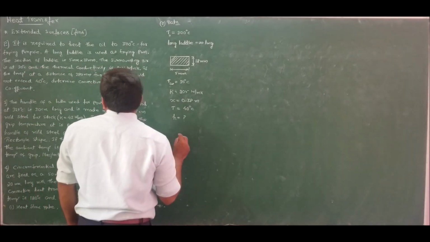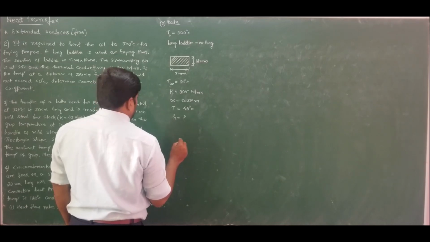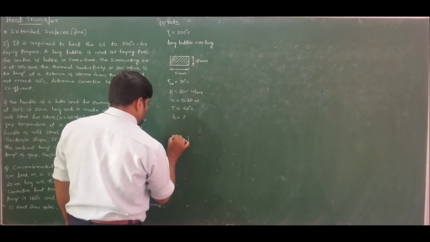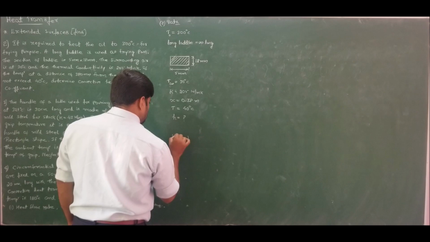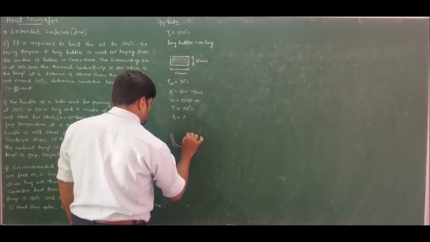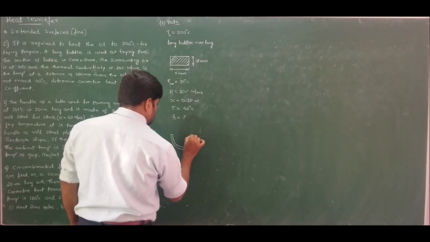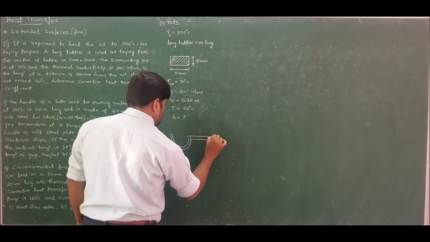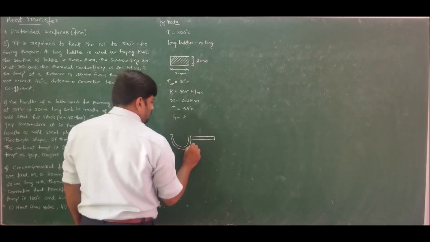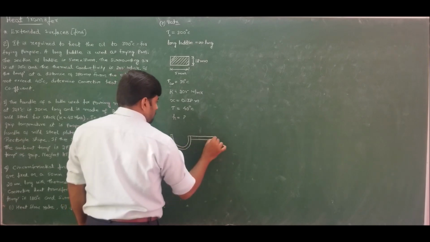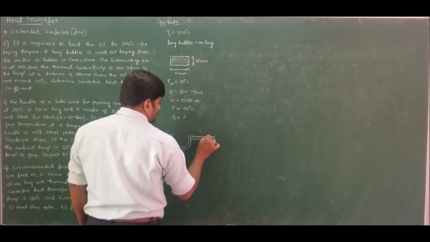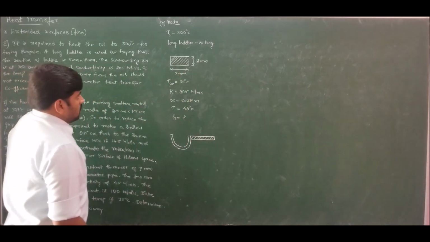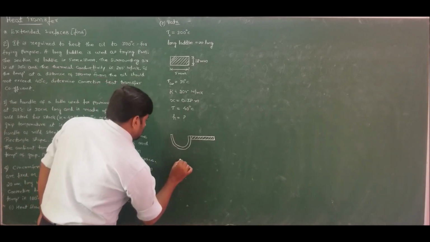So in order to heat the oil for frying purpose, he is using a long ladle. Let us consider a ladle like this. And we are considering the length of the ladle as infinity, and the cross section of this ladle is specified for us, which is 5 mm cross 18 mm. Now let us solve this problem.